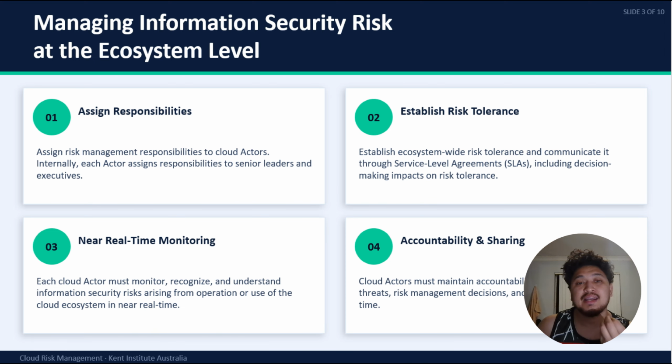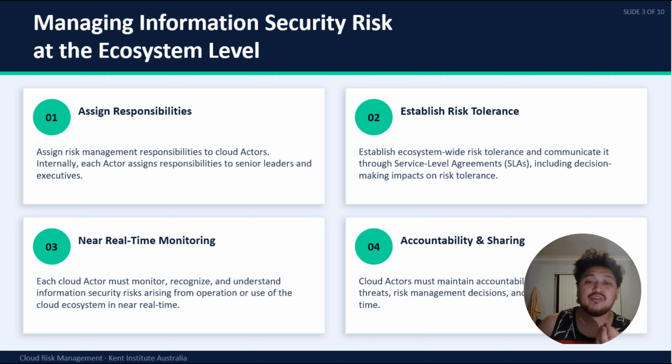So, how do we manage information security risks at this broad ecosystem-wide level? There are 4 essential elements that must be established. First, responsibility must be clearly assigned. Every cloud actor must know their role in managing risks, and internally, each organization must assign responsibility to their senior leaders and executives. Ambiguity here is dangerous.